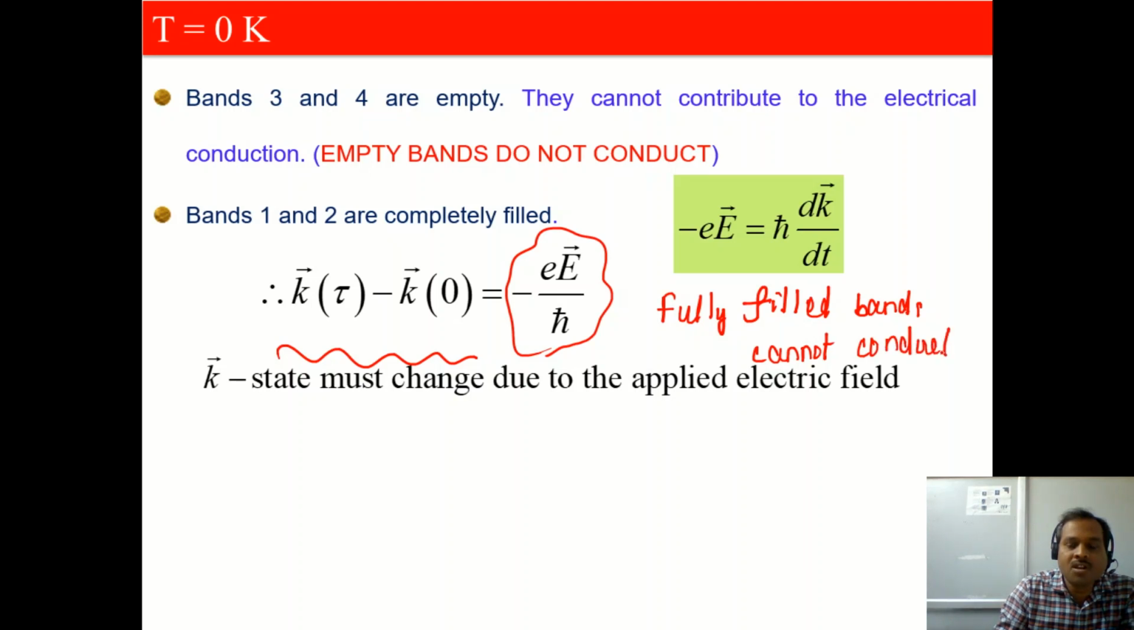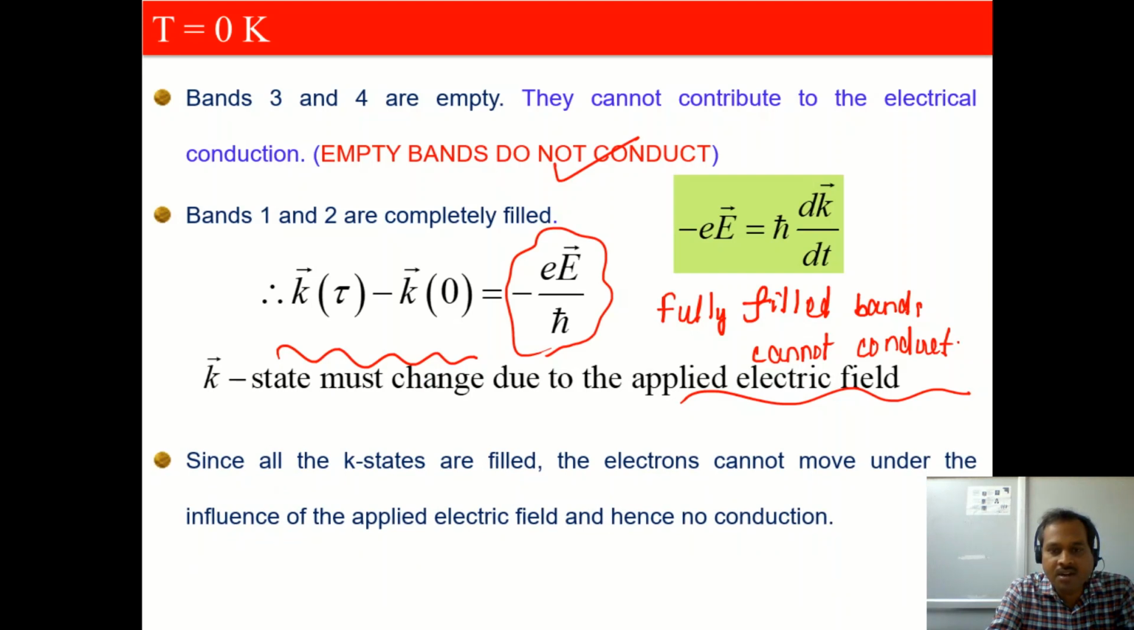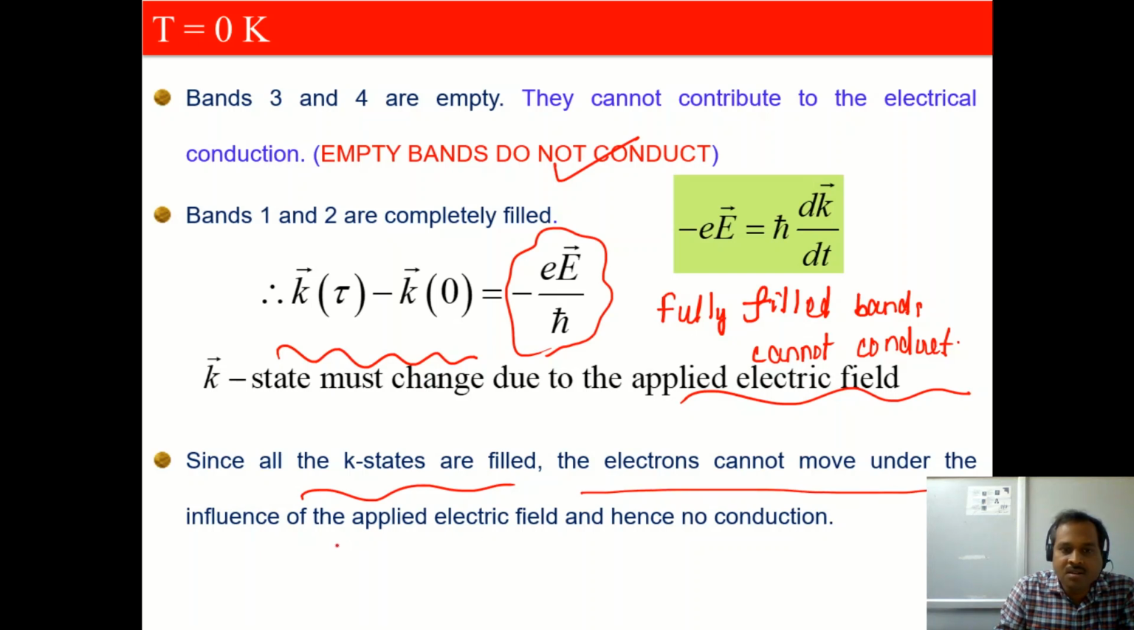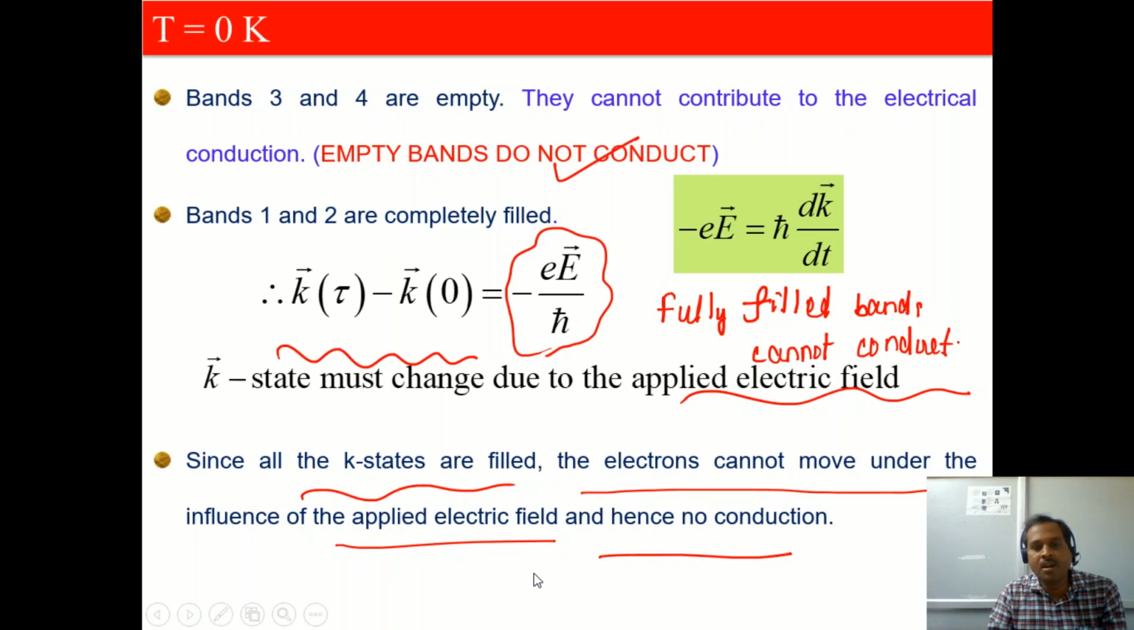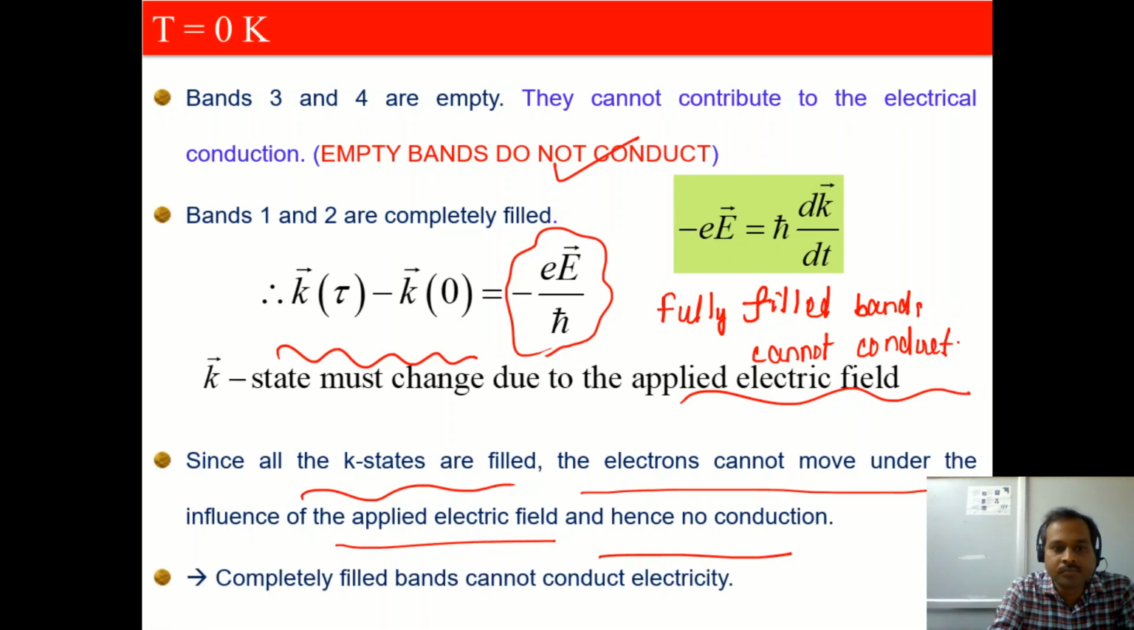At T equal to 0 Kelvin, two concepts we got it. Empty bands cannot conduct electricity, and completely filled bands also cannot conduct electricity. Since all the k states are filled, the electron cannot move under the application of the electric field, and hence no conduction is possible. We have two concepts clear here: completely empty bands and completely filled bands cannot conduct electricity.